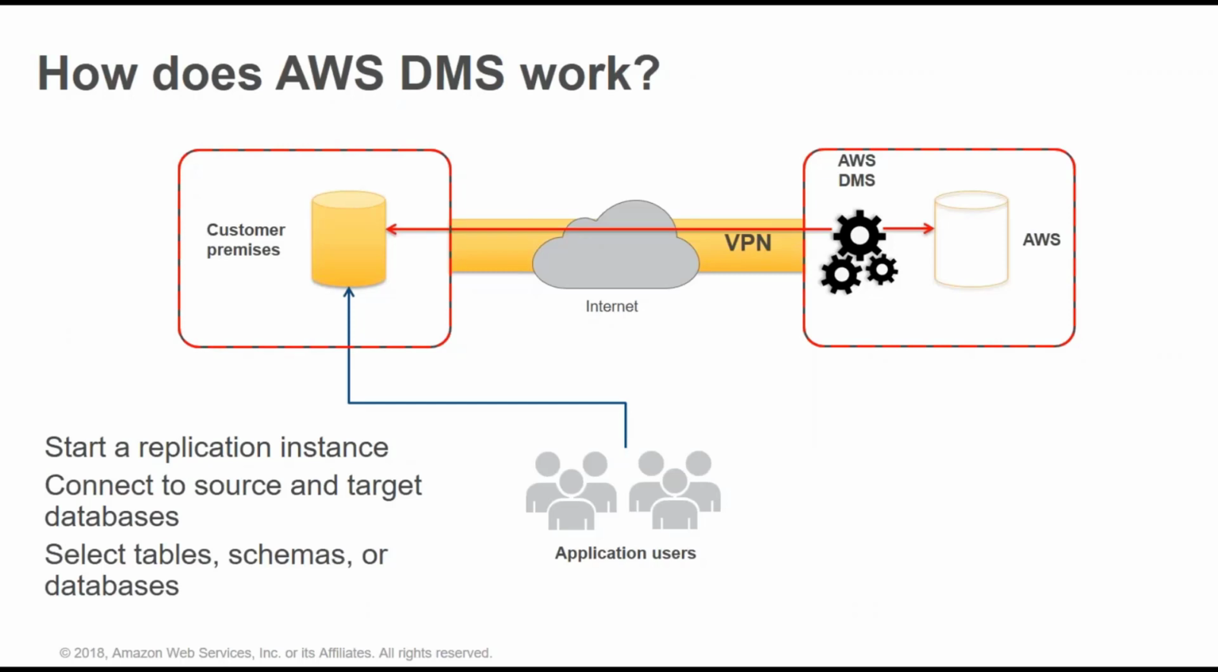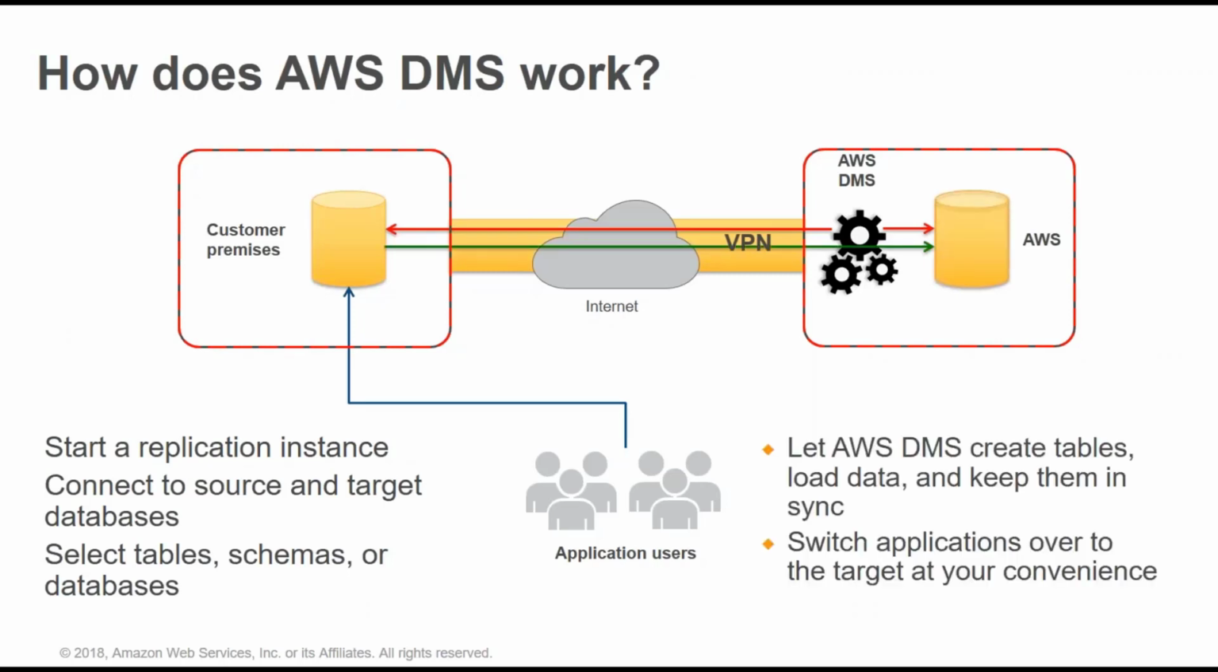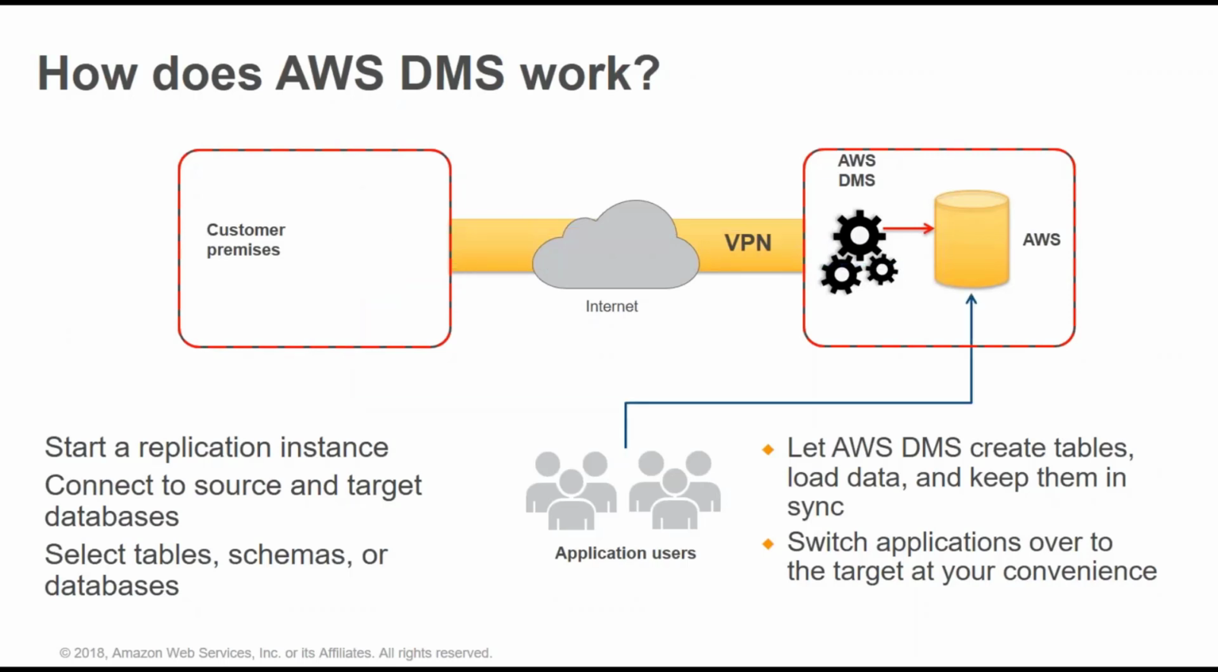You, as the AWS user, select the tables, schemas, or databases that you choose to replicate from source to target. DMS will then create the tables, load the data, and keep the replication in sync between source and target. And then once you've identified that the application or the database is fully migrated over, you can simply flip the switch in terms of lowering the TTL value in your DNS records or other migration strategies to migrate your users seamlessly, often without them knowing, to the target database.